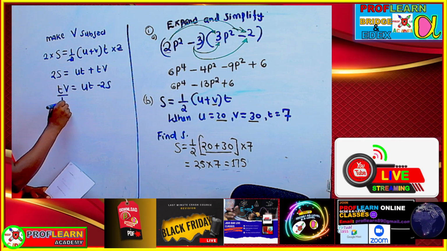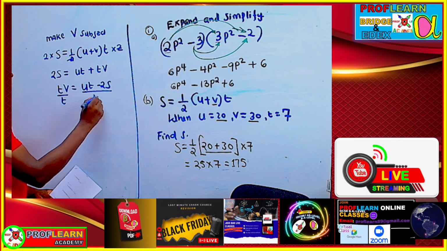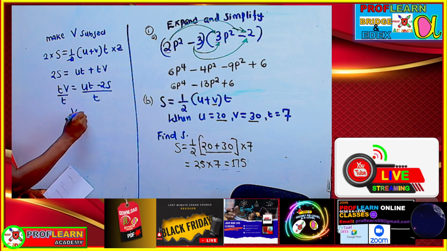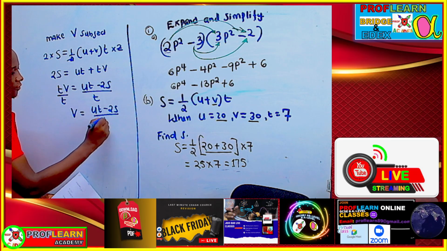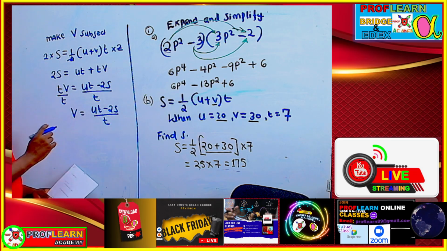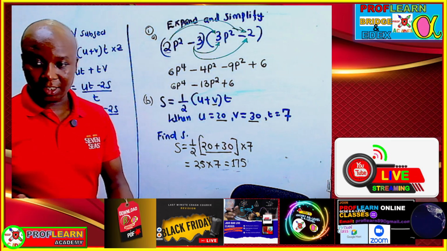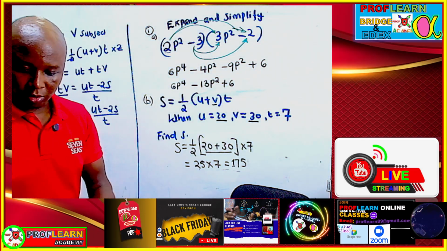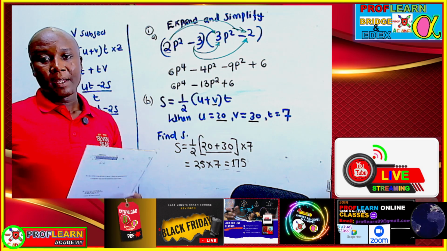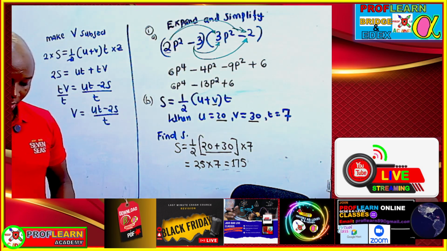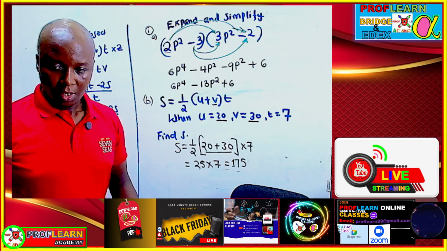Then we can divide by T on both sides, and then our V is going to be (2S minus UT) divided by T. And now we have made V the subject. So you are going to see questions whereby you are expected to make something the subject of the formula, and that is exactly what you are supposed to do.